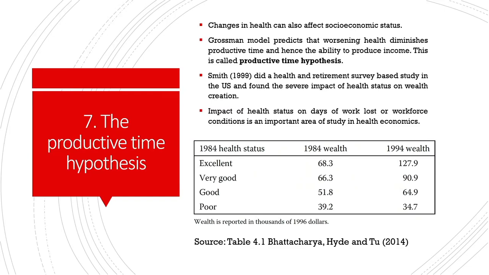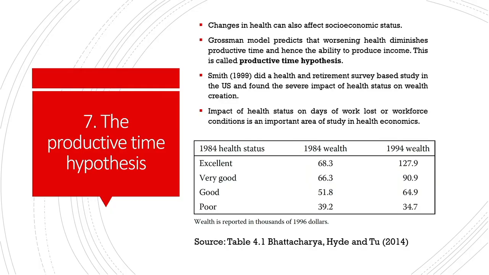The seventh is the productive time hypothesis. Now, this hypothesis tells us that changes in health can also affect socioeconomic status. So far, we have been discussing how socioeconomic status impacts health. Here, we see how changes in health can also impact socioeconomic status, which is why, if you can recall the visual representation of socioeconomic status, health status, and other variables, we saw that the pathways are all interconnected. Sometimes health can impact SES, sometimes SES can impact health, and sometimes there can be other unobservable variables that may impact both health and socioeconomic status.